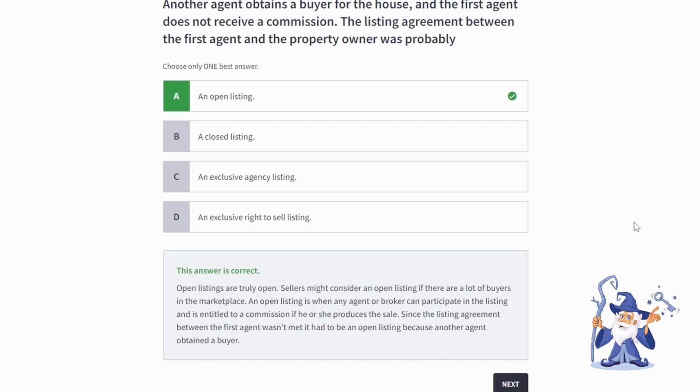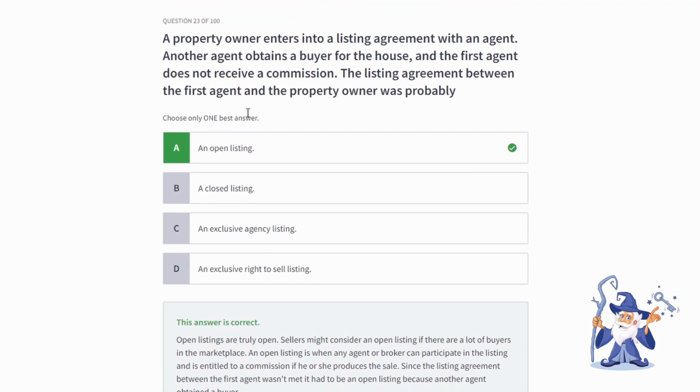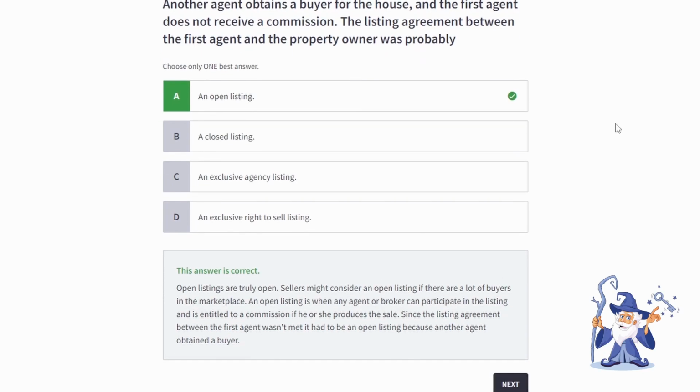Since the first agent's listing agreement wasn't met, it had to be an open listing because another agent obtained a buyer. So the hint in this question is where it says the first agent does not receive a commission, meaning we can deduce that it's an open listing because they didn't receive a commission. If they did, it would be a different form of listing, which we potentially will talk about later.